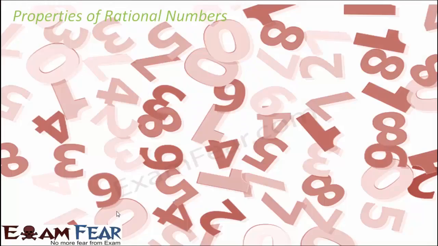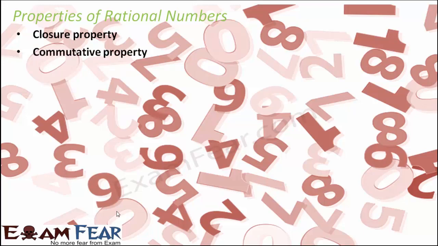So let us now talk about some of the properties of rational numbers. Now you might ask why do we need to learn about these properties? We will also get back to that a little later. So first let us look at the properties. These are the properties that we will consider: closure property, commutative property, associative property, distributive property. Now these properties are not only true for rational numbers, these properties exist also for integers and natural numbers and whole numbers. So these exist for them as well.